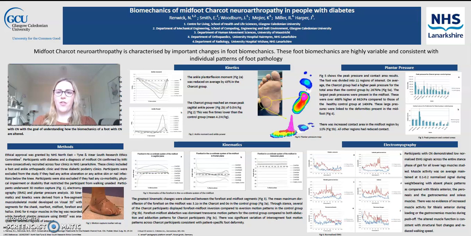Midfoot Charcot neuroarthropathy is characterized by important changes in foot biomechanics, and these biomechanics are highly variable and consistent with individual patterns of foot pathology.